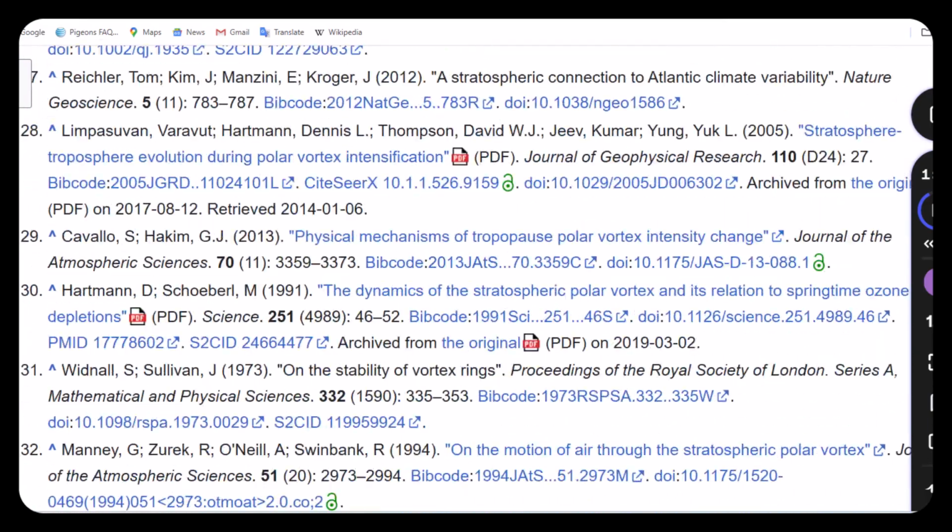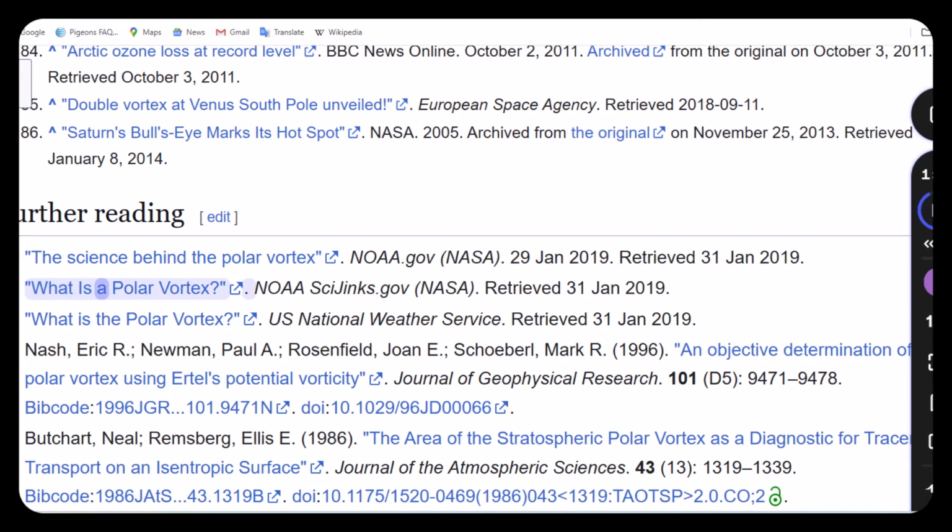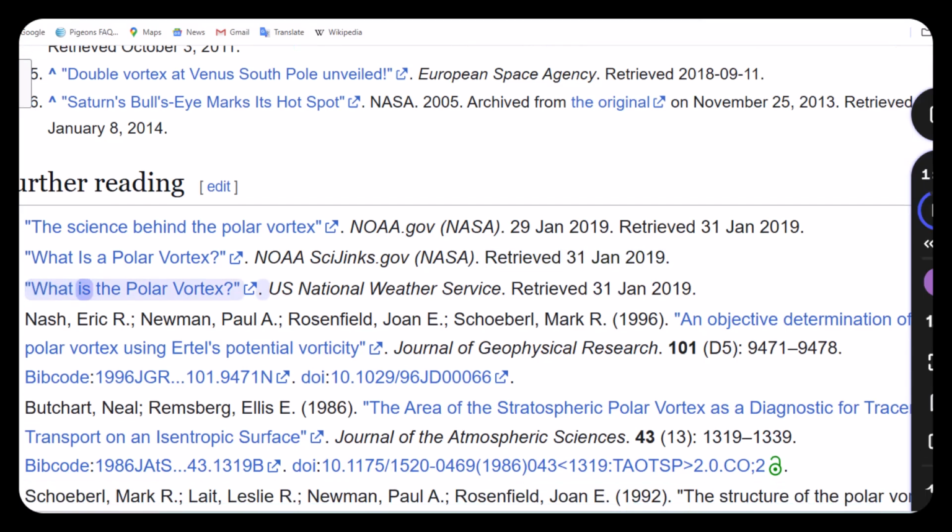References, further reading. The science behind the polar vortex. NOAA.gov, NASA, January 29, 2019. Retrieved January 31st, 2019. What is a polar vortex? NOAA, NASA. Retrieved January 31st, 2019. What is the polar vortex? U.S. National Weather Service. Retrieved January 31st, 2019.